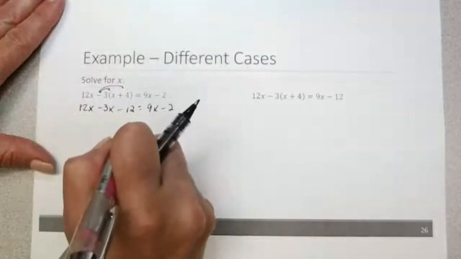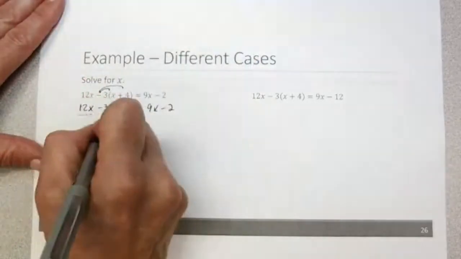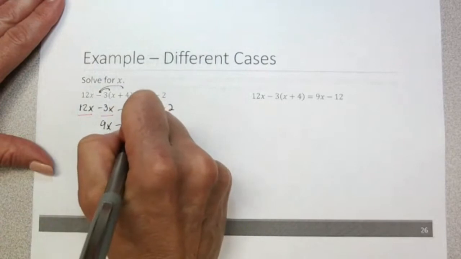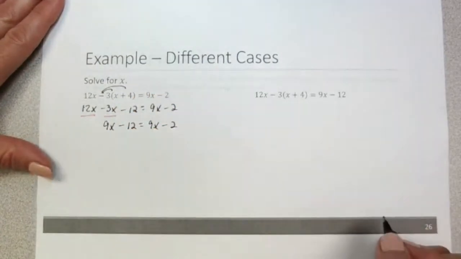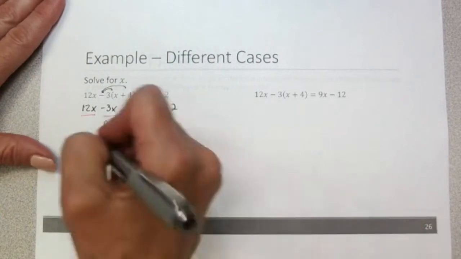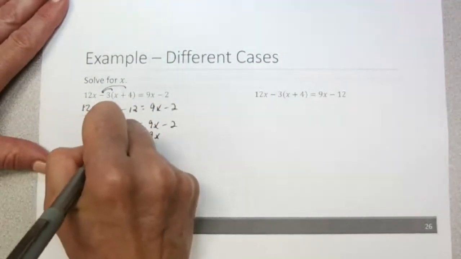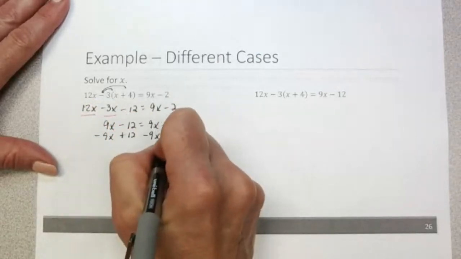Let's combine some like terms. We've got a 12x and a -3x, so 12 minus 3 is 9x minus 12 equals 9x minus 2. That looks a little weird, doesn't it? Well, let's bring the x's over to the left. Let's subtract a 9x from both sides. And we'll add that 12 to both sides.